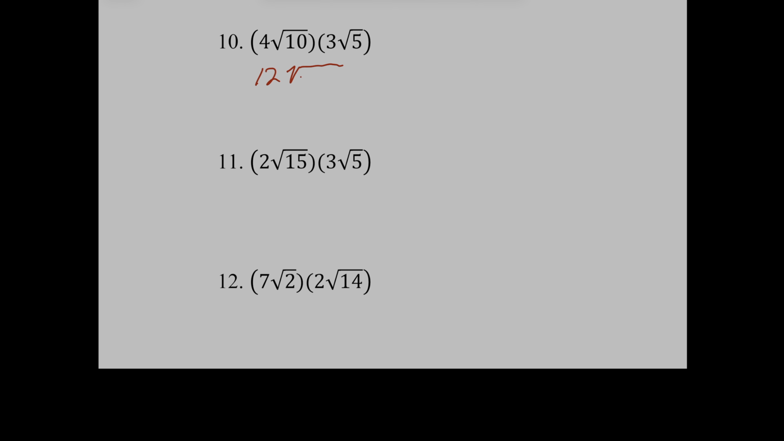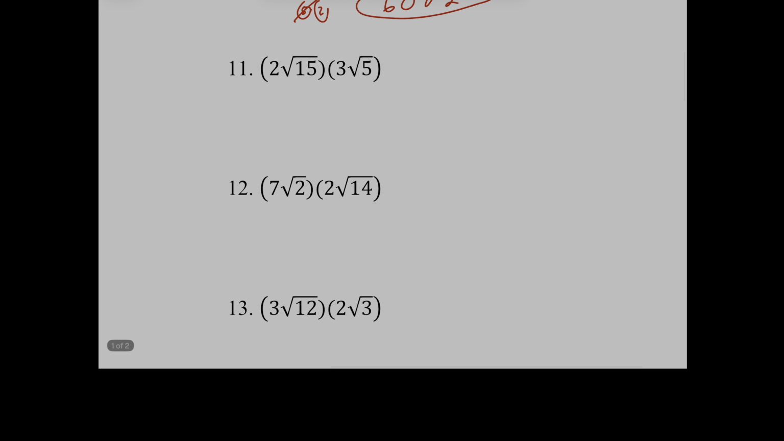Okay, instead of multiplying, I'm just going to write it like this. And do I have a pair? Boom, right there. I'm going to bring it out here, and that's going to give me 60 root, what's left over? The 2. All right, let's go to 11.